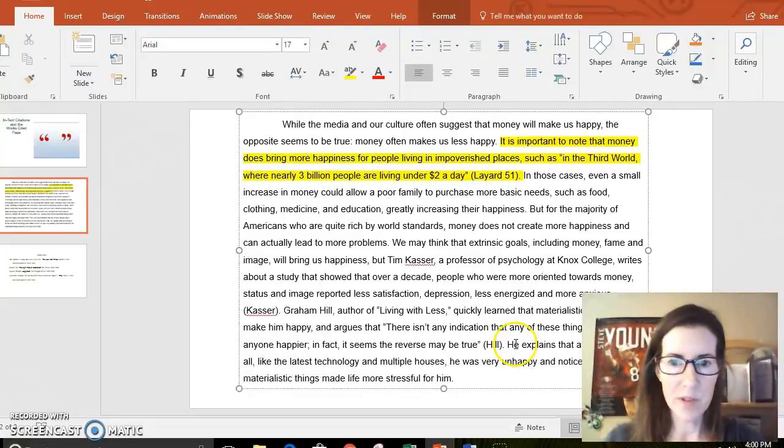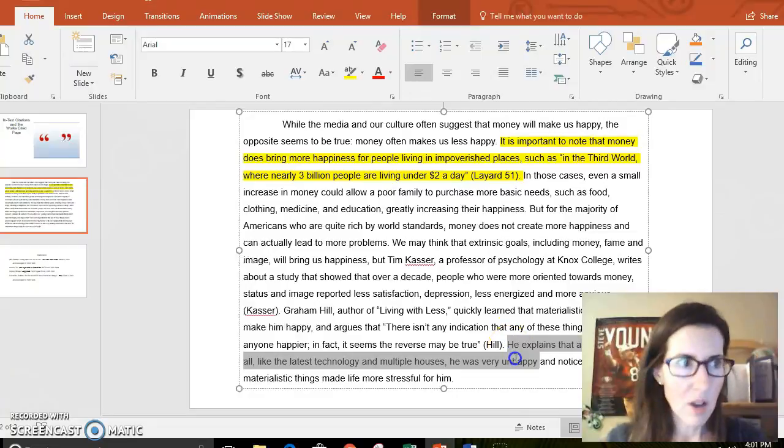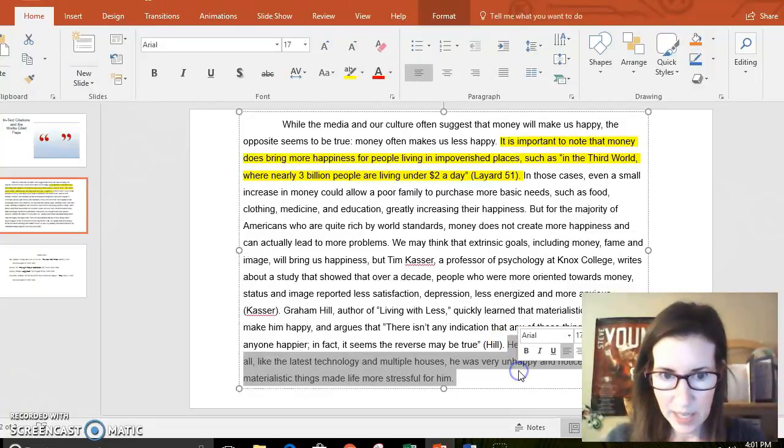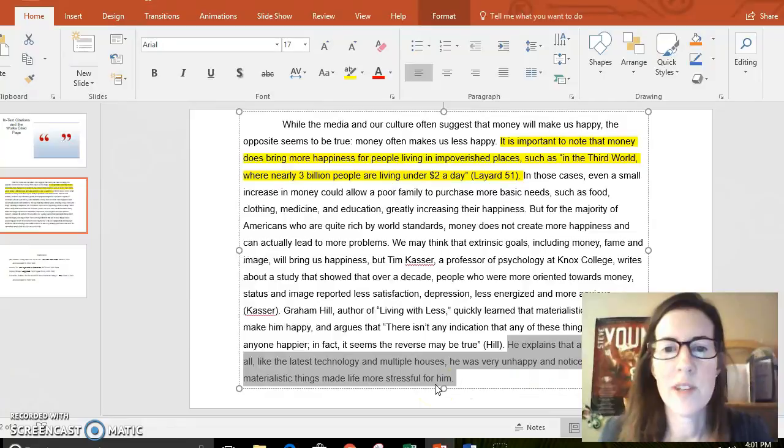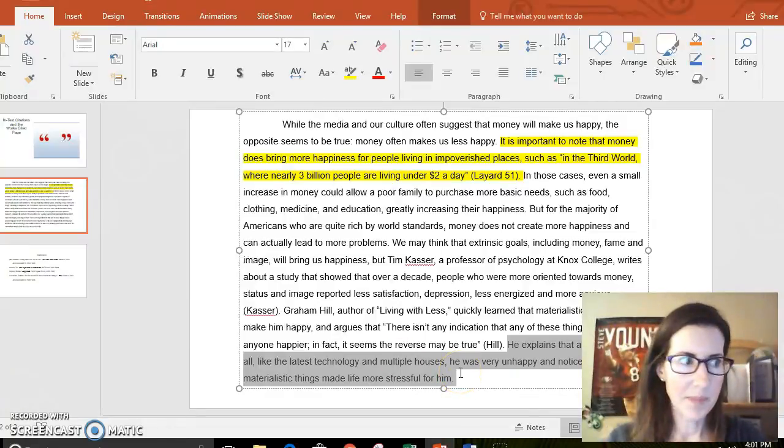So remember that when we're sandwiching a quotation, you also need to include some analysis or some explanation of what the quote means or how the quote supports the topic sentence. And that is what the writer is doing here at the end when the writer says he explains, et cetera, that he was very unhappy when he owned the latest technology in multiple houses, and he noticed that material things made life more stressful for him. So that's the explanation of that quote.